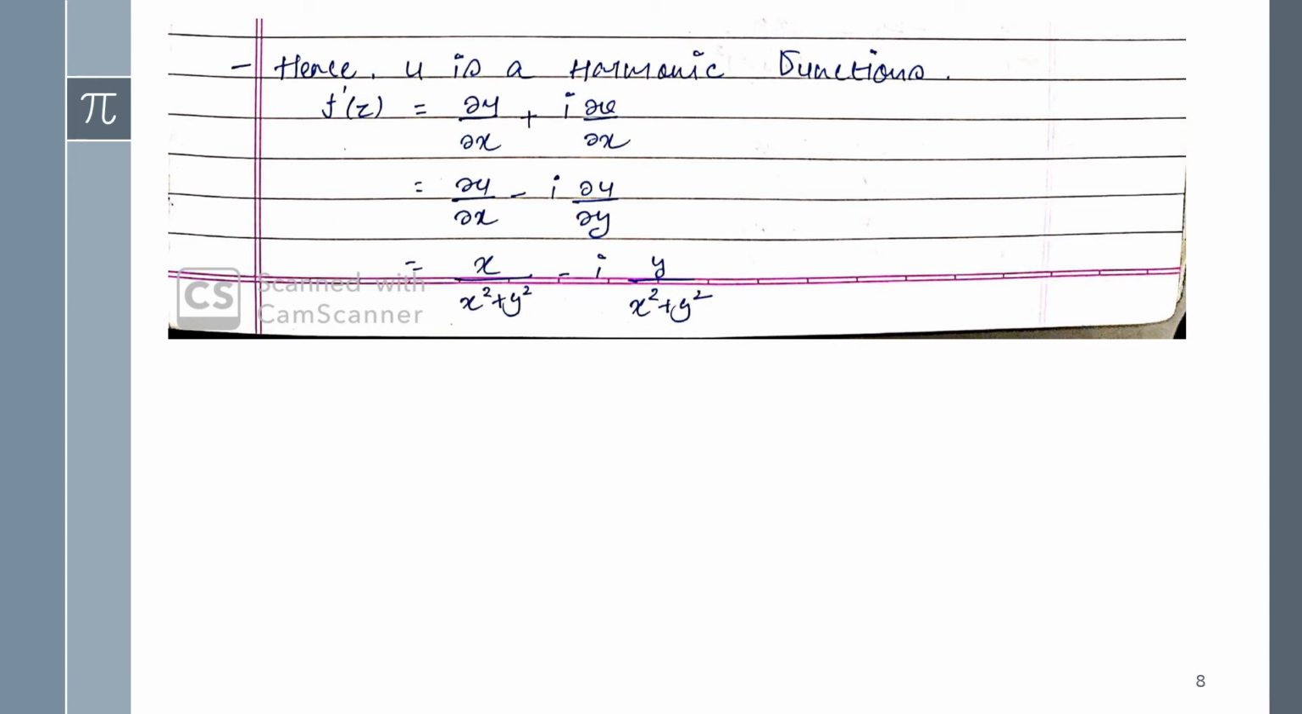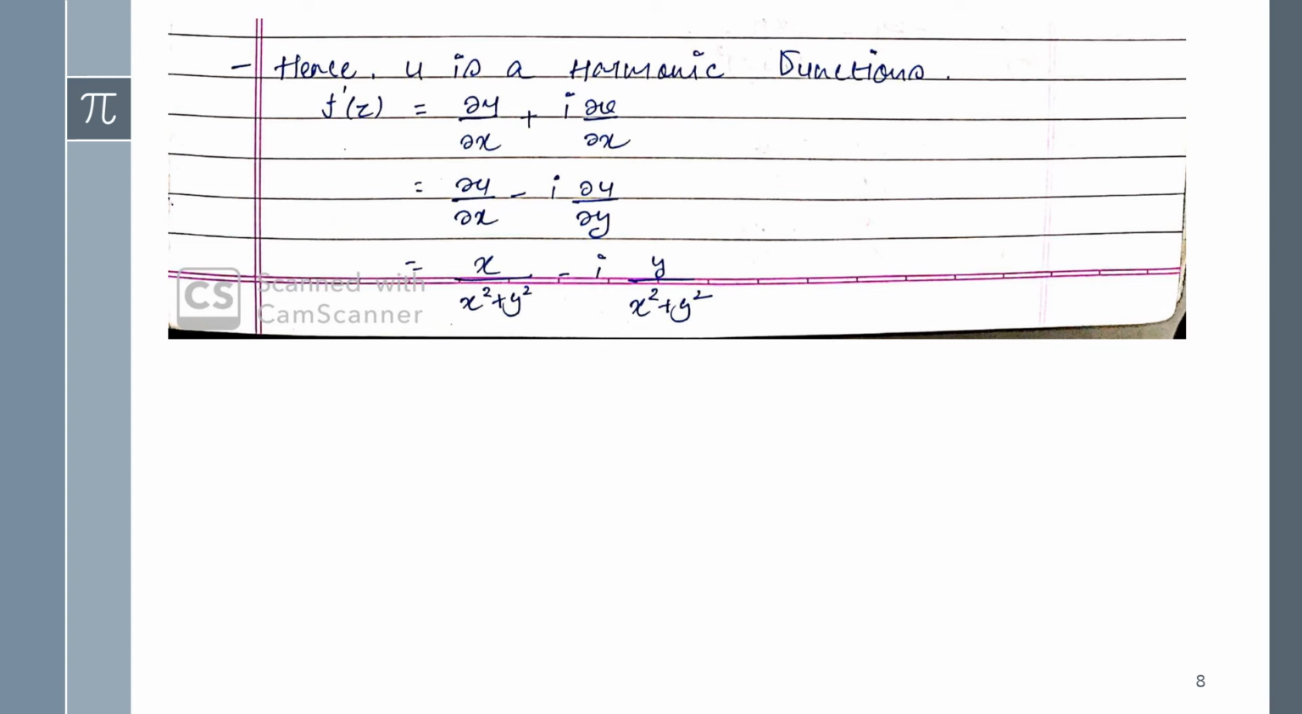So I'm going to find here the formula, which will be del u by del x plus i del v by del x, and as you know, by using the CR conditions it will be del u by del x minus i del u by del y. Then you just have to put the values of both these components, and you will get the final expression: x upon x squared plus y squared minus i y upon x squared plus y squared.